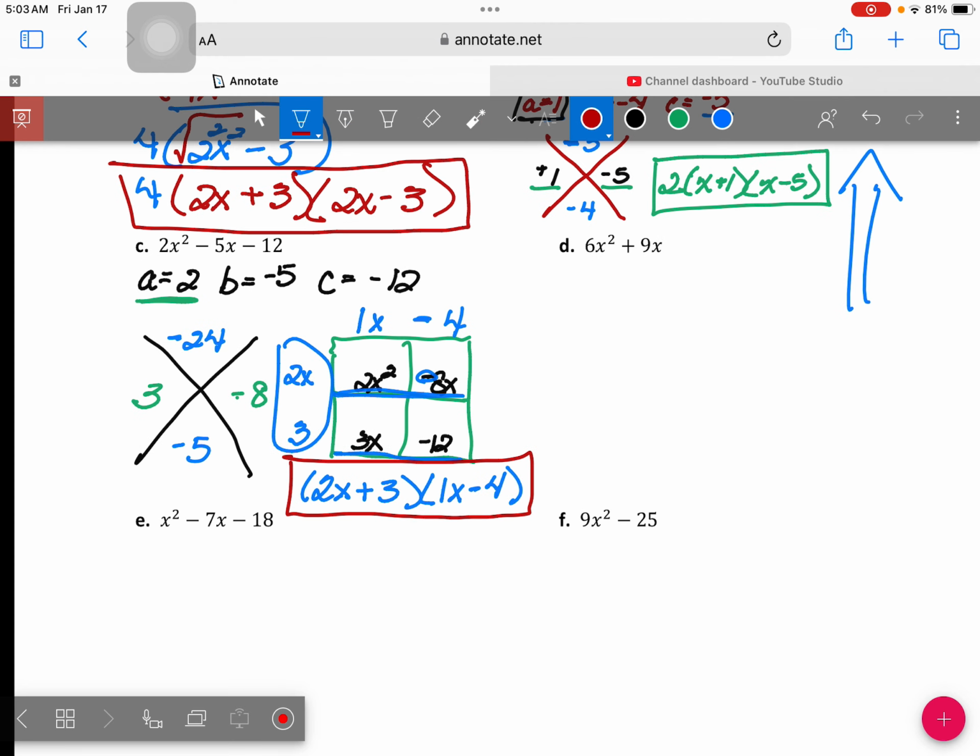Letter D, I have 2 terms. Greatest common factor, look at your smallest coefficient, 6. Obviously 6 is not a factor of 9, but 3 is. And an x. I can take out an x from both of those. So when I factor that out in front, and after dividing, I see I have 2x left plus 3. That's the prime factorization for that.